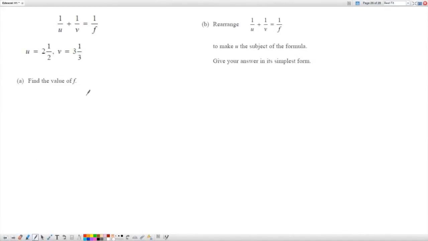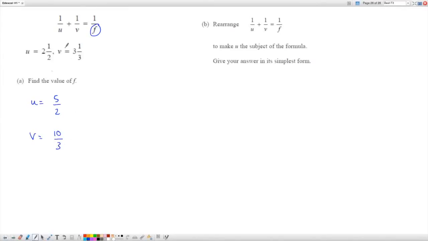Here we're given values for u and v and asked to find the value of f. We have 1 divided by f, f sitting underneath the 1. The first step is to convert these mixed numbers into improper fractions. So u is equal to 5 over 2, and v is equal to 3 times 3, which is 9, plus 1, so 10 over 3.